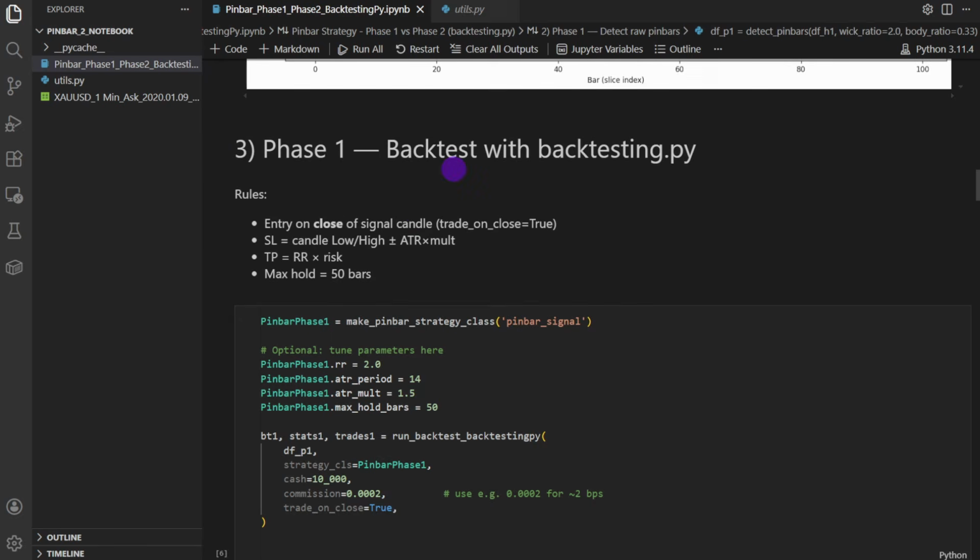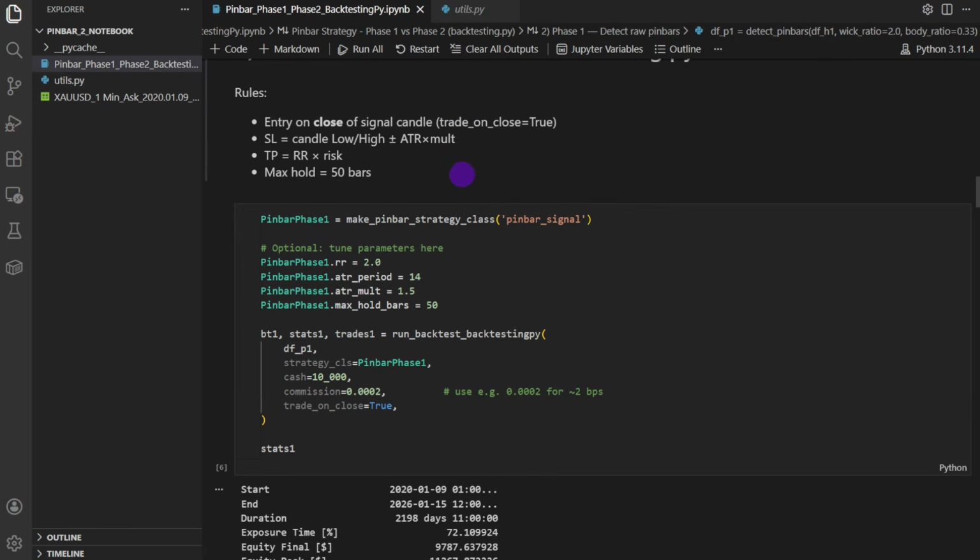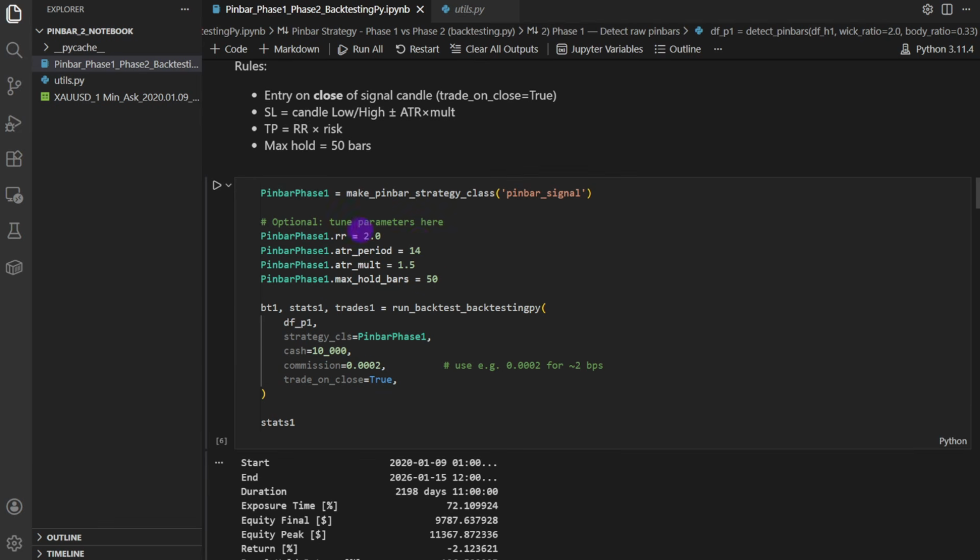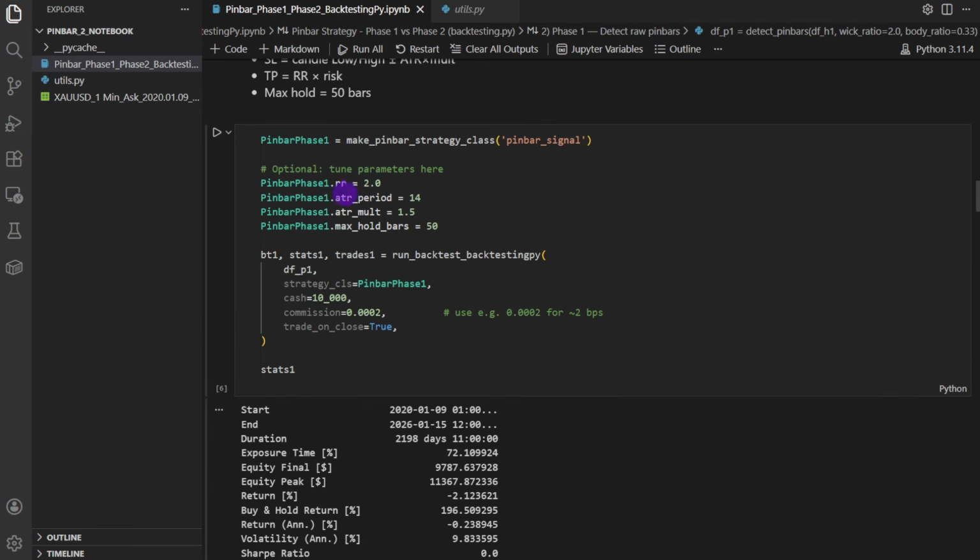Now, this is where we backtest phase one. I'm going to backtest it using the backtesting.py package as usual. And we can change all the parameters: the risk reward ratio here, the ATR period, because we are using the ATR to set the stop loss below the low of the current candle, or above the high of the current candle if we are talking about a bearish signal. So these parameters can be changed. This is the ATR multiplier here. It's set to 1.5. And the maximum holding bars, 48 hours plus 2, that's 50 hours, almost 2 days.